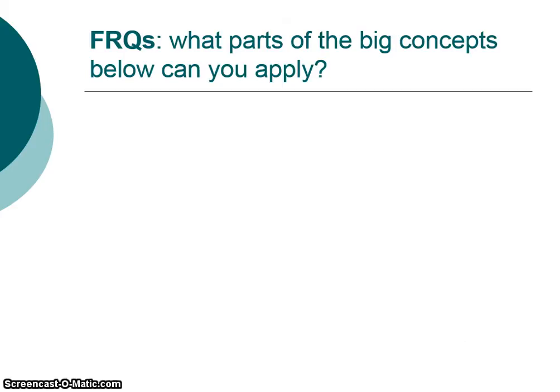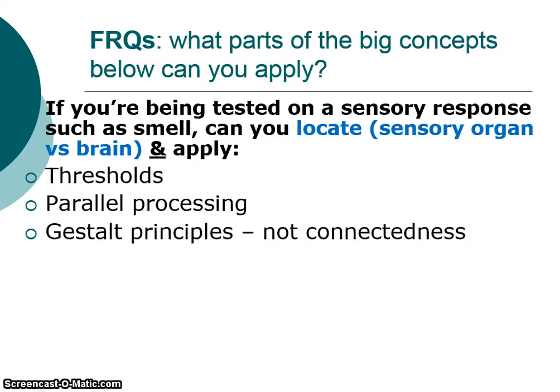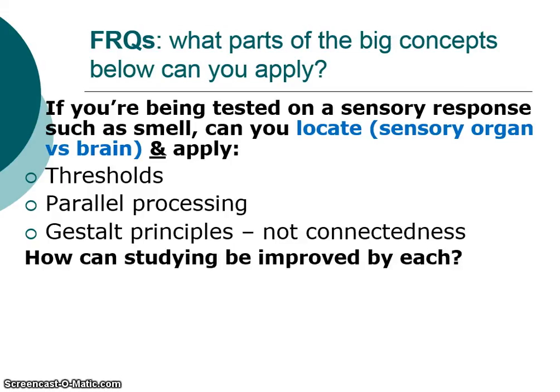All right, finally, FRQs, big concepts. Let's say if you're being tested on a sensory response, such as smell, can you not only locate where it's happening, okay, organ versus brain versus all these other 3 things, thresholds, parallel processing, Gestalt principles, but don't worry about connectedness. This is what your first FRQ will be related to. Okay, you can probably figure out it's not going to be smell, but this is the kind of process you'd have to go through.